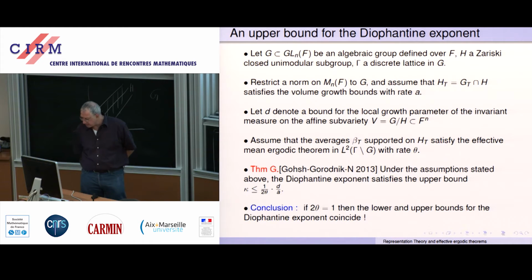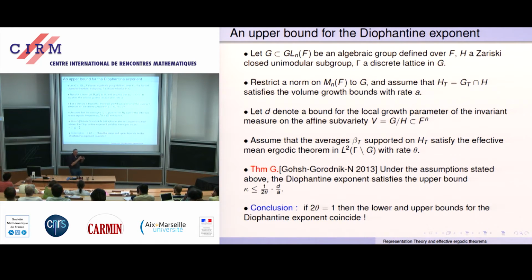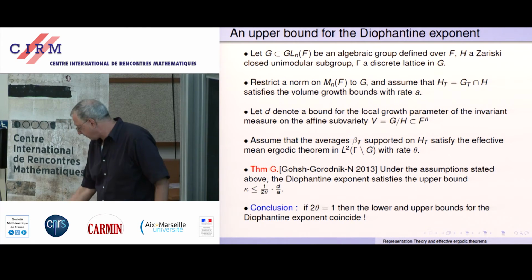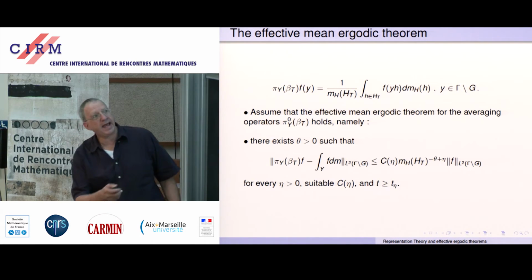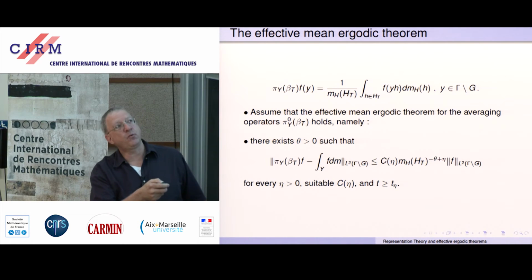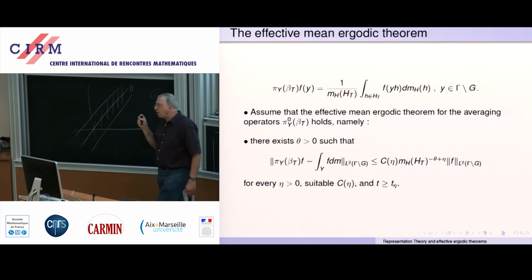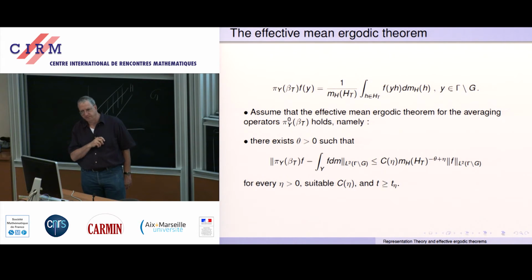And the conclusion for this is that if 2 theta happens to be 1, then the lower and the upper bounds for the Diophantine exponent coincide. Now, 2 theta equals 1 is equivalent to theta equals 1/2. And that 1/2 was a feature of our argument, because in the ergodic theorem, that 1/2 means that the rate in the ergodic theorem is like 1 over the square root of the volume. This is the magic threshold.